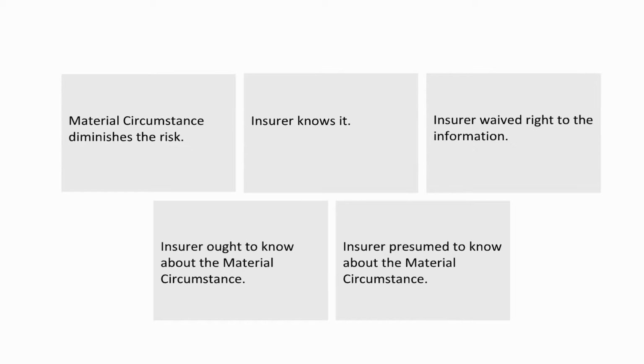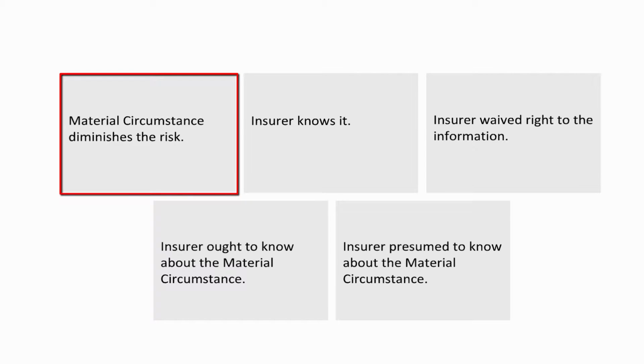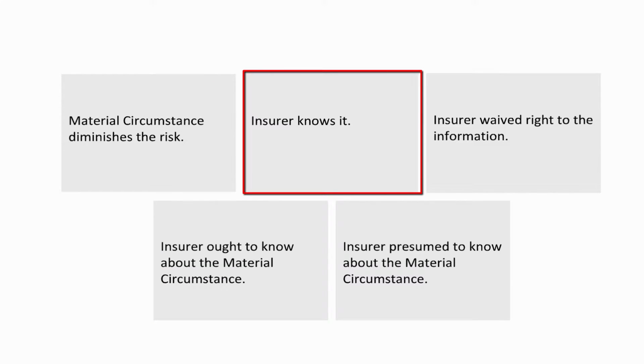There are 5 exceptions, and the majority are self-explanatory. The insured doesn't need to disclose a material circumstance that diminishes the risk. Neither do they need to disclose information that the insurer already knows about. By insurer, you're really looking at the knowledge of somebody who works for an insurance company and who decides whether to take on a risk. It does not mean that just anybody employed by an insurer who might know something about the insured is deemed to have passed on that information to the underwriter.